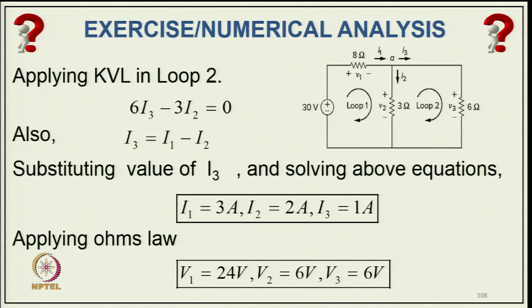And applying Ohm's law with these currents, V1 equal to R1 into I1, that is 8 ohm into 3 ampere, that is 24 volt, which would be equal to I2 into R2, that is 3 into 2 ampere, that is 6 volt, and I3 R3, that is 1 ampere and 6 ohm, so V3 will be 6 volt.